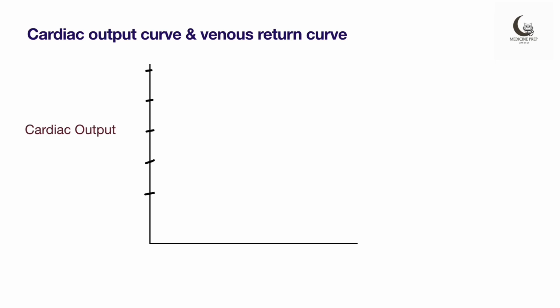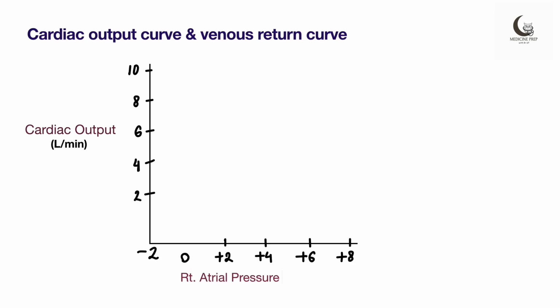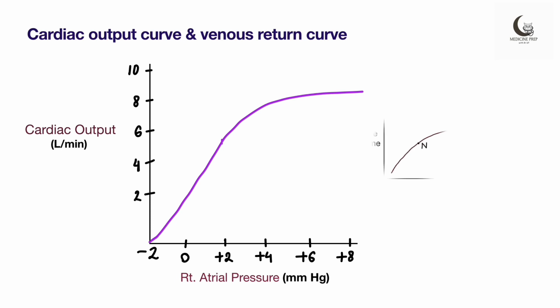Now, vascular function curve is actually a combination of two curves. Firstly, we'll discuss the cardiac output curve. In this curve, we'll plot our cardiac output on the y-axis and our right atrial pressure, or the central venous pressure, on the x-axis. And this is what your cardiac output curve looks like. Now, if you look at it closely, it is very similar to your cardiac function curve. Check out the video on the same. The link is in the comments.